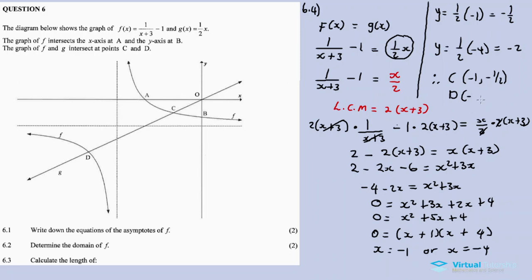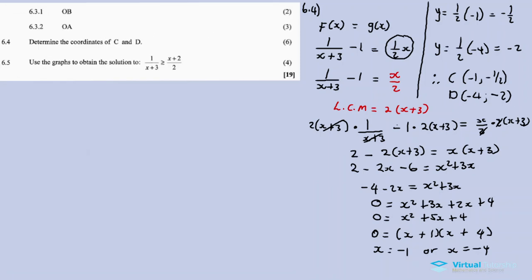So these are the coordinates for C and D. Now for the other question, which is the last question for this. Question 6.5: use the graphs to obtain the solution to the inequality. Okay, for 6.5 let's do this.